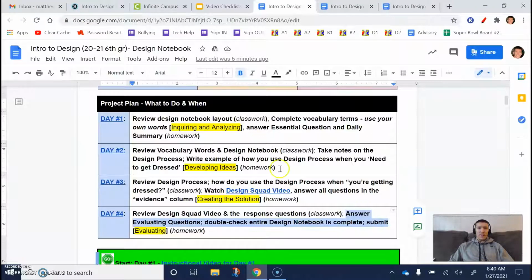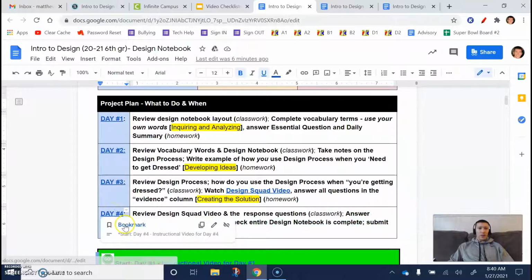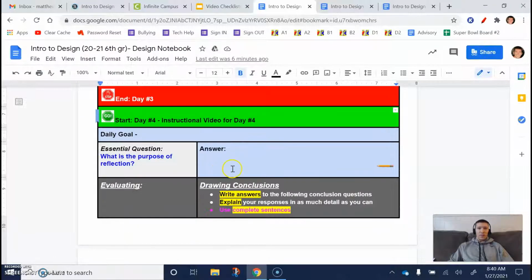So I want to show you in your design notebook. Remember, day number 4, we're going to answer the evaluating questions. So click on day number 4. It'll take you straight to where you need to be. You'll see today's essential question. You should have your daily goal written in for today. So if you haven't done that yet, take time to answer that right now.